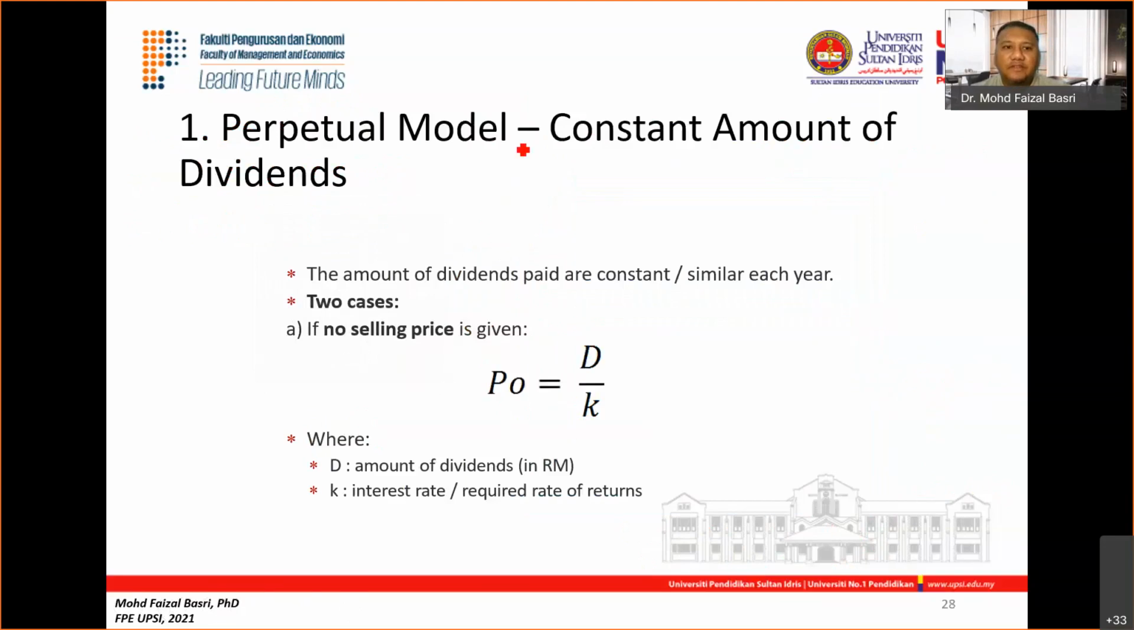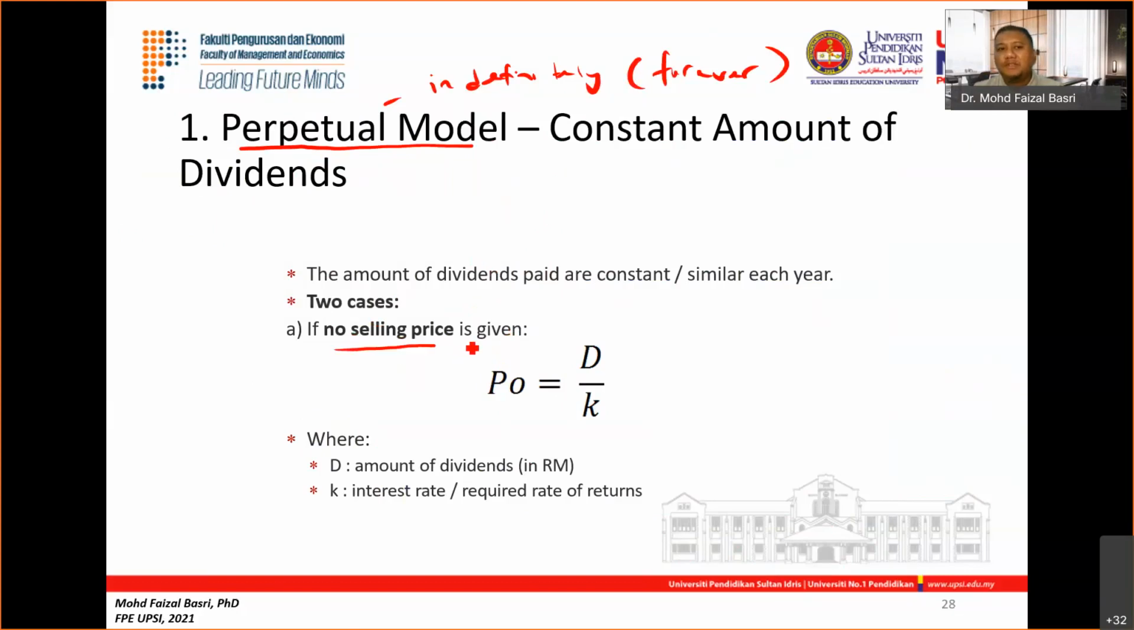The constant amount of dividend, also known as the perpetual model. So the word perpetual means indefinitely or forever. In simpler terms, the amount of dividend will remain constant forever. So based on this model, there are 2 possibilities. There are 2 cases. Number 1, if the question doesn't provide the selling price.